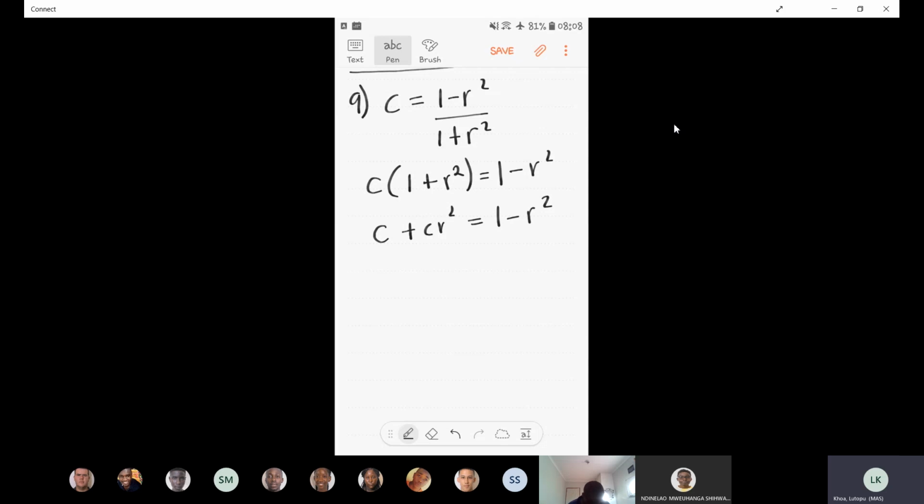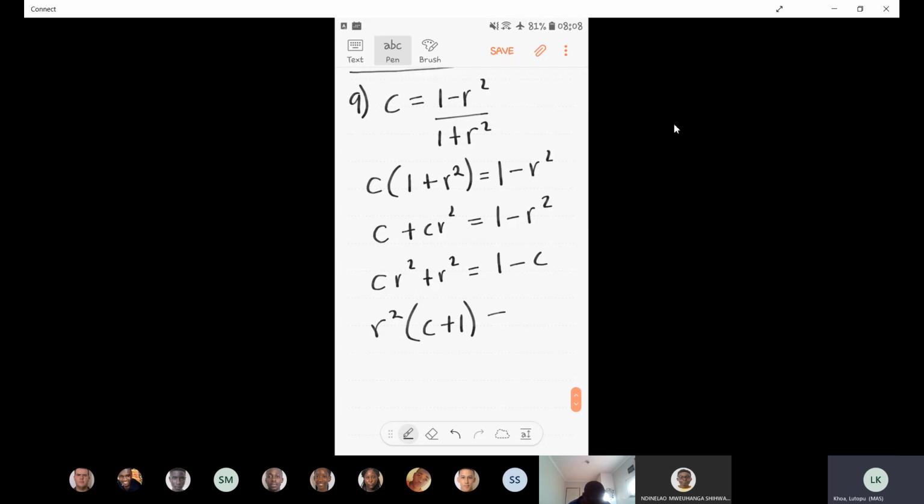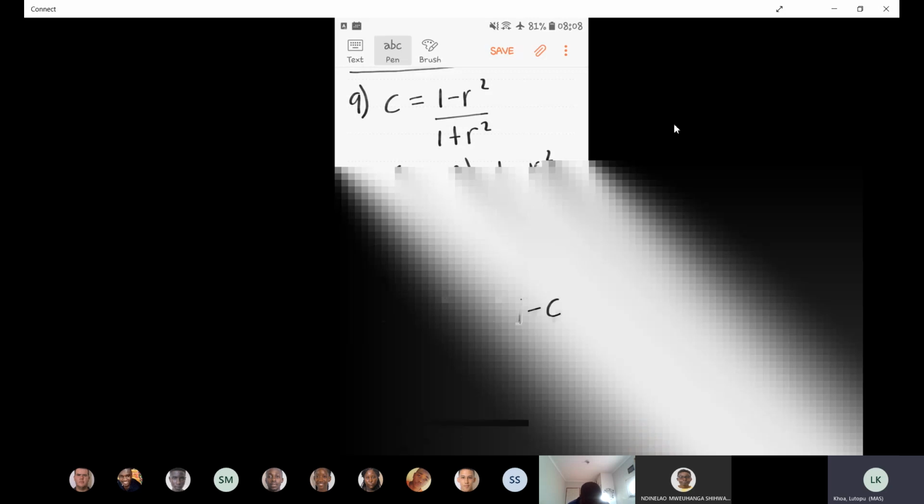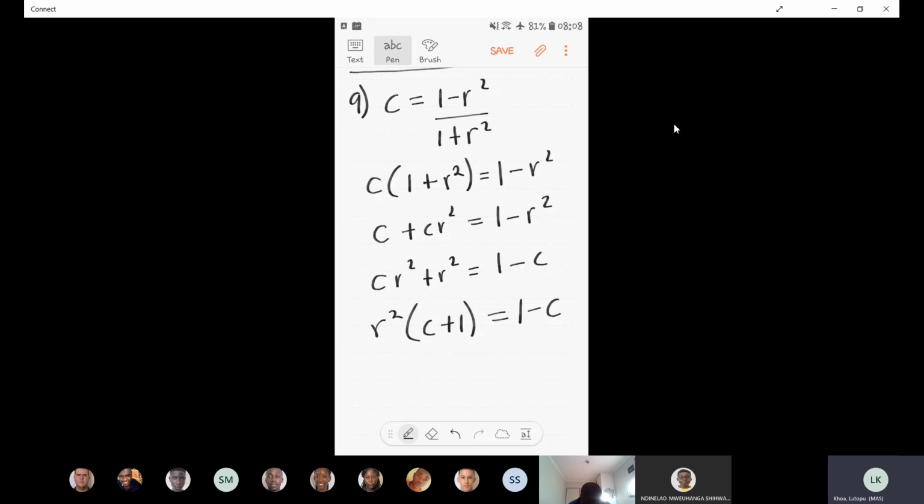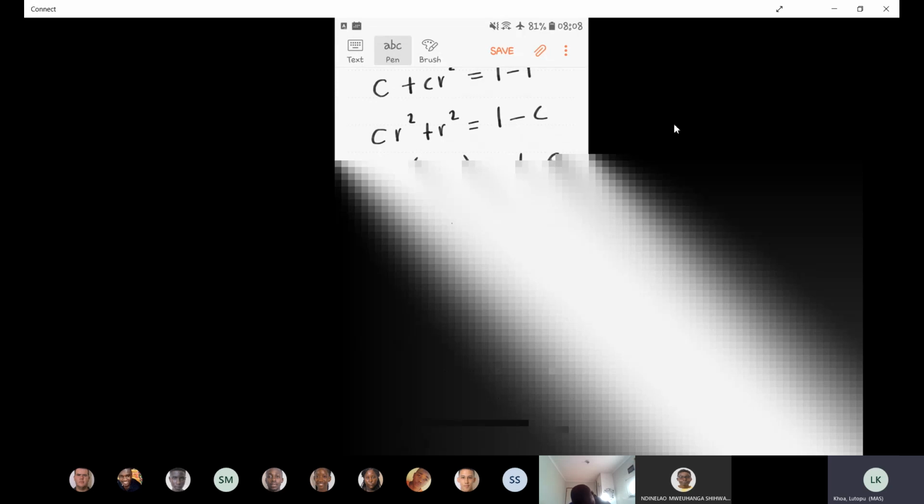Then bring all the terms with R on one side, all the terms without R on the other side. So you have C R squared plus R squared. This is equal to 1 minus C. Then you factor out R squared. So you have R squared, C plus 1. This is equal to 1 minus C. Then you divide by C plus 1. So R squared is just 1 minus C over C plus 1.